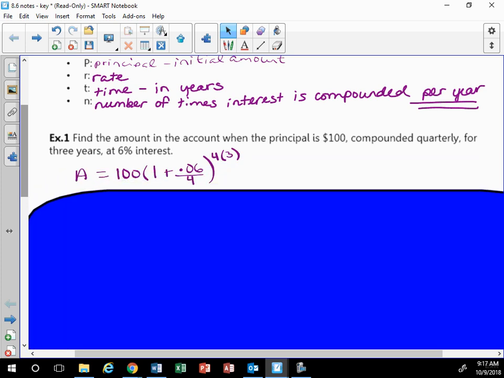So guys, that's the equation you should have. You should have A equals 100 times 1 plus 0.06 over 4 to the 4 times 3. Or to the 12th, that's fine too. Are we okay with 0.06? Okay. It's 6%. Don't put a 6 in because that actually means 600%. That would be amazing interest, but that's not what you're earning.